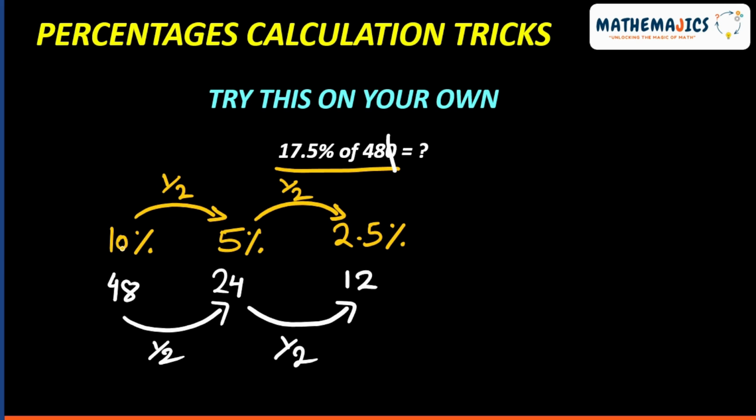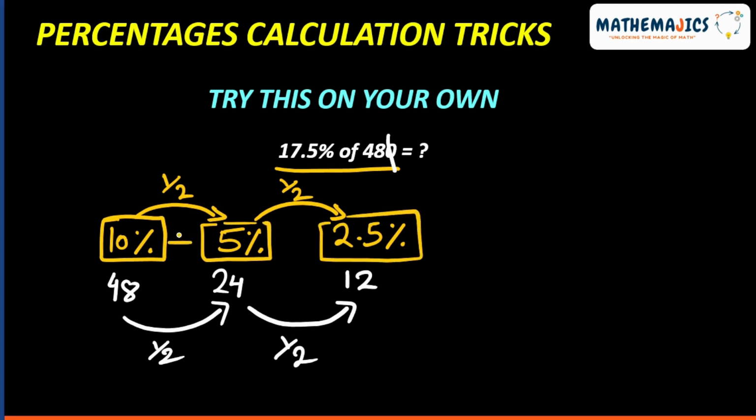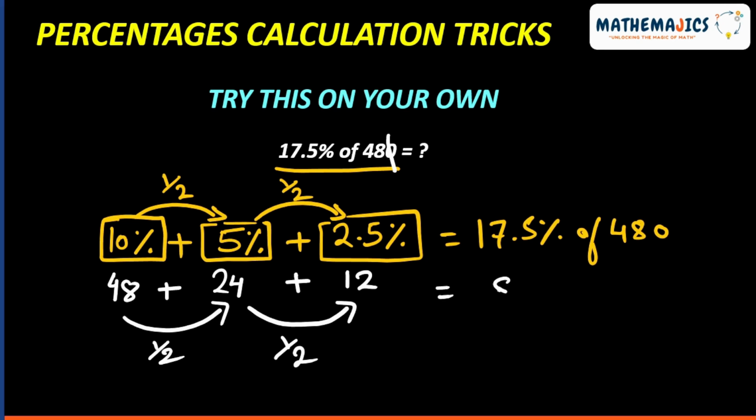So what will happen if we add 10%, 5% and 2.5%? If we add them up, we will get 17.5% of 480, correct? Similarly, if we add 48, 24 and 12, this will give us 84, correct? So that means 17.5% of 480 is nothing but 84.